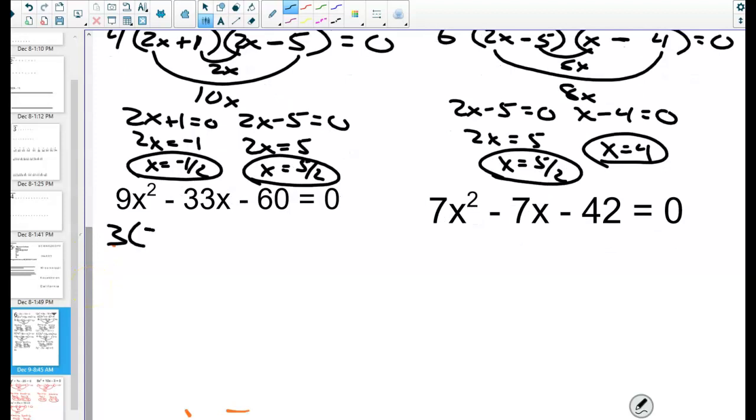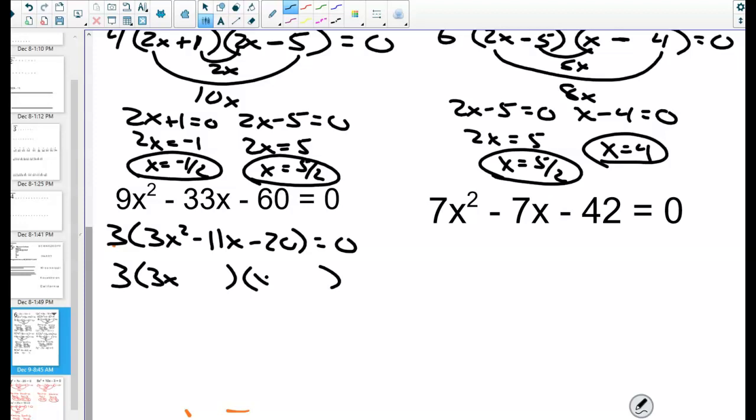We pull a 3 out. 3x squared minus 11x minus 20. My factors for 20 are once again 1 and 20, 2 and 10, 4 and 5. I have a lot more choices here. Okay. I think 4 and 5 is what works though. And this is how we're checking our middle term every single time. Is there a way to combine 15x and 4x? There sure is. Negative 15 plus 4 gives you your negative 11.